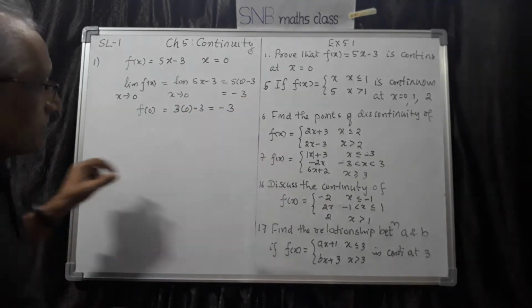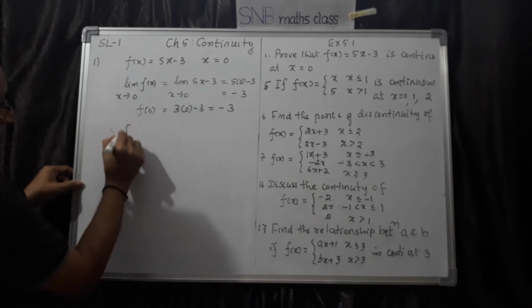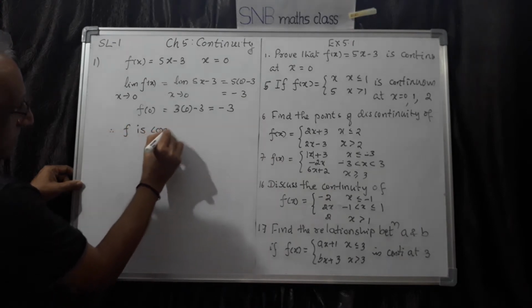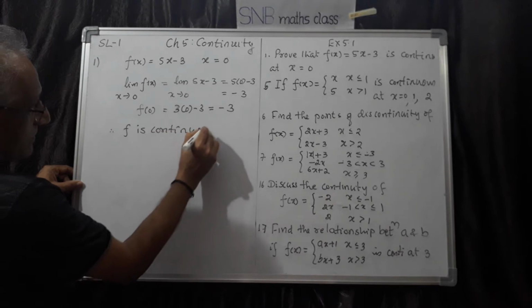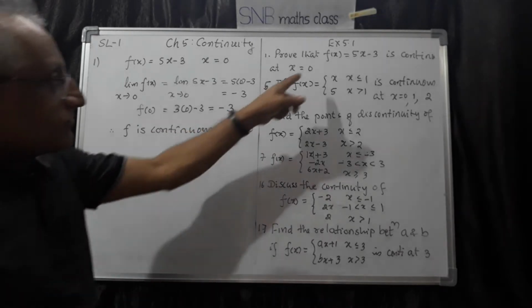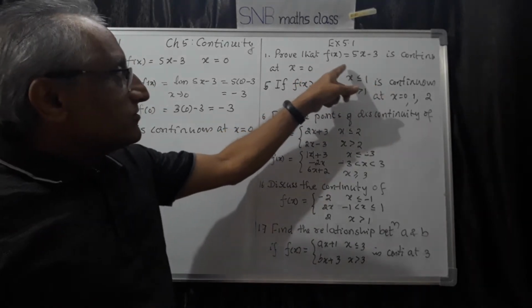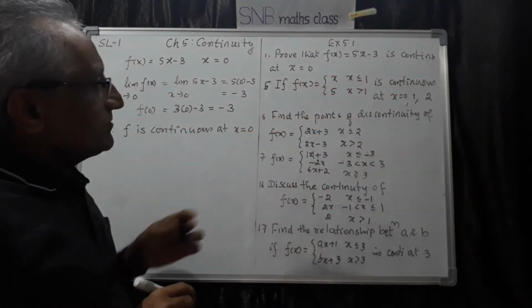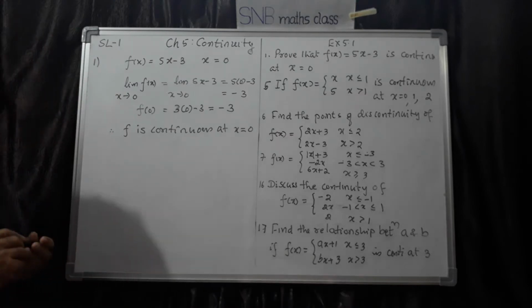So these two are equal. Therefore, f is continuous at x equal to 0. Same question, of course there are two more sections, for example x equal to 3, x equal to 2. Same way you can do it. So this is the first question.